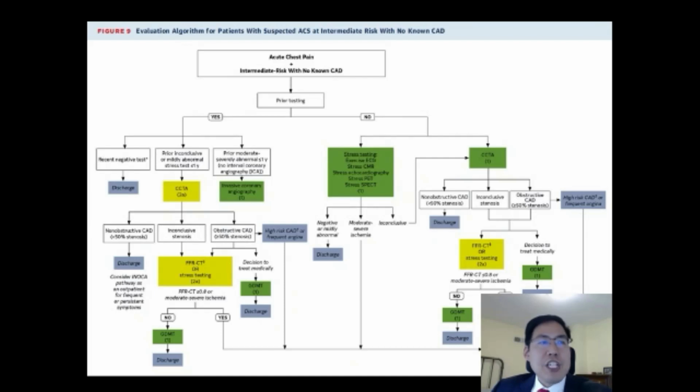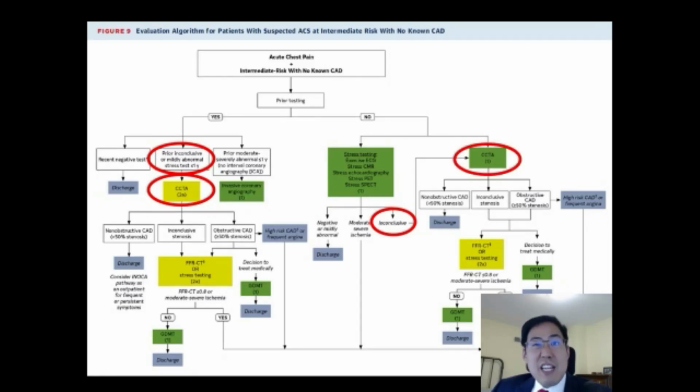So going back to the chest pain guidelines, if you have a patient who has acute chest pain, intermediate risk, with no known coronary disease, if they've had prior testing, which was inconclusive or mildly abnormal, it's reasonable to get a cardiac CT. On the other side, if they've had no prior testing and then proceeded to have stress testing, which was inconclusive, it is reasonable, the class 1 indication actually, to go ahead and do a cardiac CT.